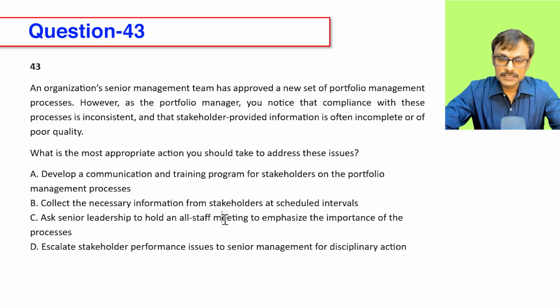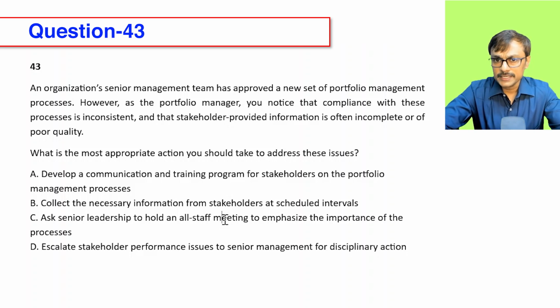Option B, collect the necessary information from stakeholders at scheduled intervals. So it is saying no matter if they are not following, I will just collect the information on my own. Doesn't make much sense. Option C, ask the senior stakeholder to hold an all staff meeting to emphasize the importance of the processes. It's a possible thing I can do. Yeah. If I realize that this is because of resistance and they can only listen to the senior management. But in general, for a PfMP exam, I want to try to find an action on me rather than say the management will take care of it.